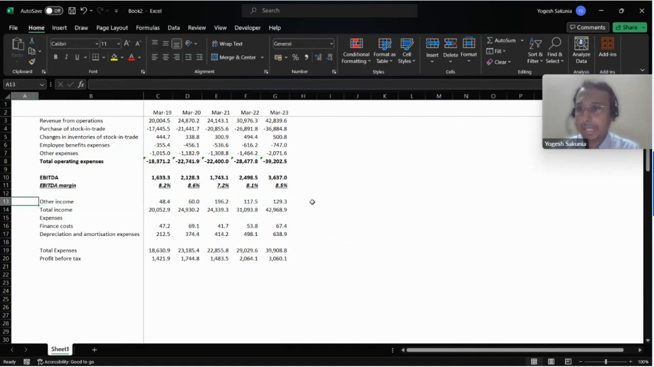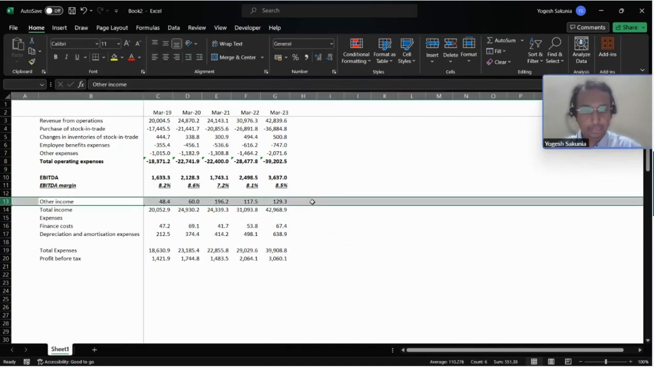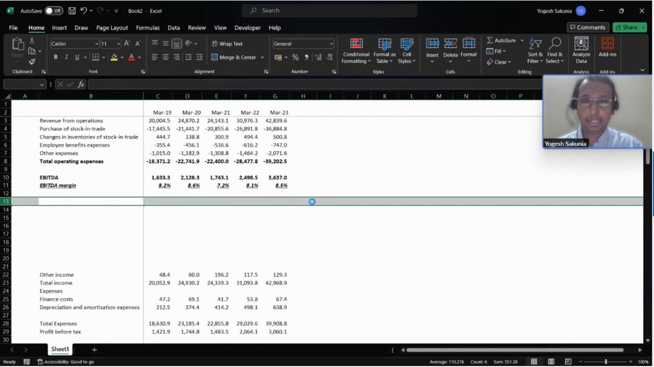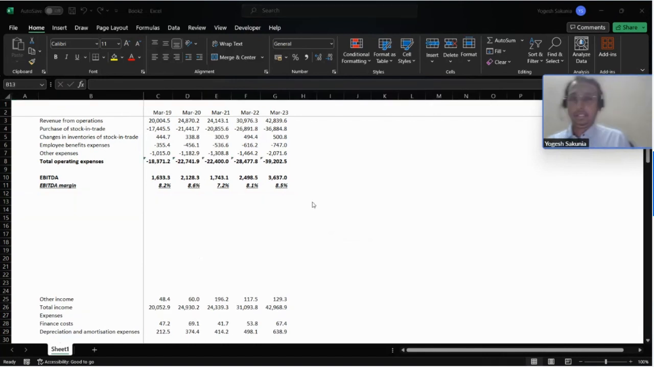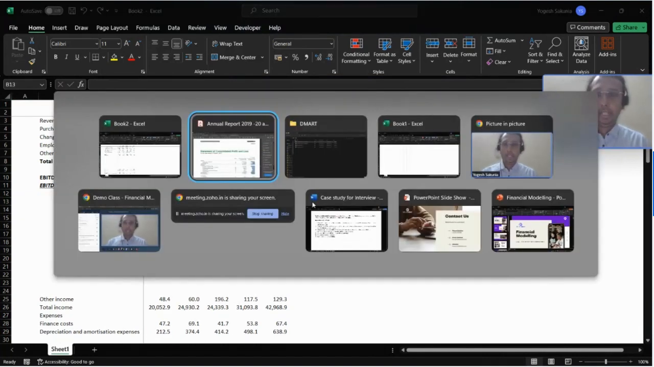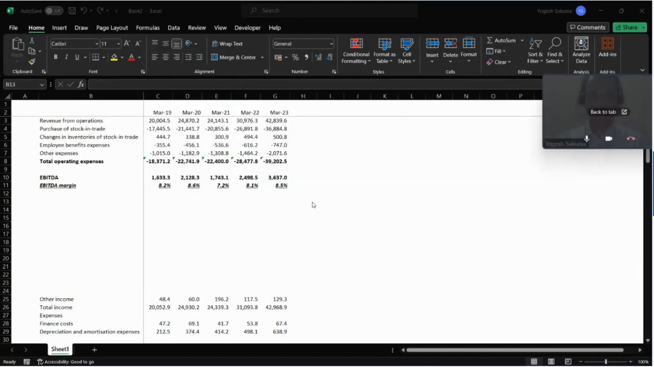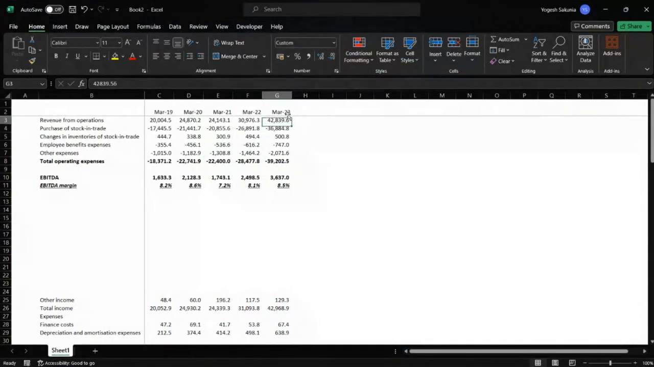Okay, I don't need these items currently. I'm just going to push them back. Okay, I would go back to this. So we'll go ahead and forecast the cost now. So the revenue based on certain drivers.